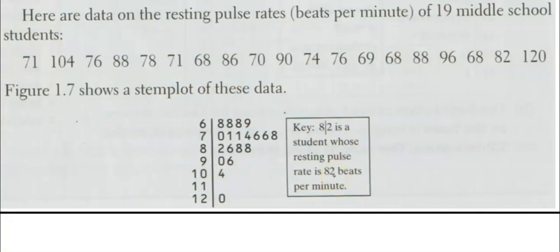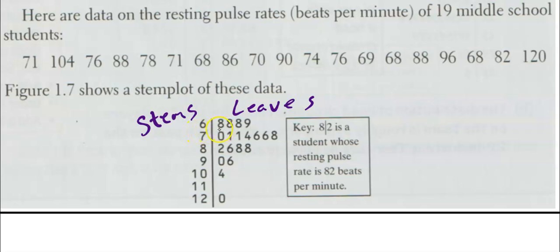Here's an example. Here are the data on resting pulse rates, in beats per minute, of 19 middle school students. And then they give us our beats per minute. So here's my key. It says 8|2 is a student whose resting pulse rate is 82 beats per minute. My stems are on the left side of the vertical line. Here are my stems, and here are my leaves.